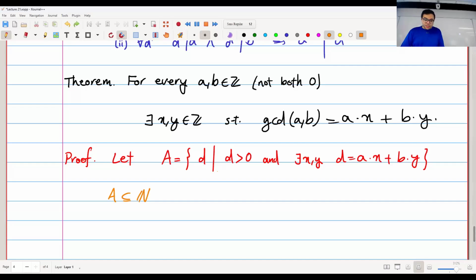Why is it non-empty? Because if I look at A, either A or minus A is going to be in this set. And either B or minus B is going to be in this set too. And I said not both of them are zero. So at least one of them is not zero. And if it's positive, then it's in this set. If it's negative, then its minus is in this set, right? So this is a subset of the natural numbers, and it's not the empty set. So A has a minimum element.